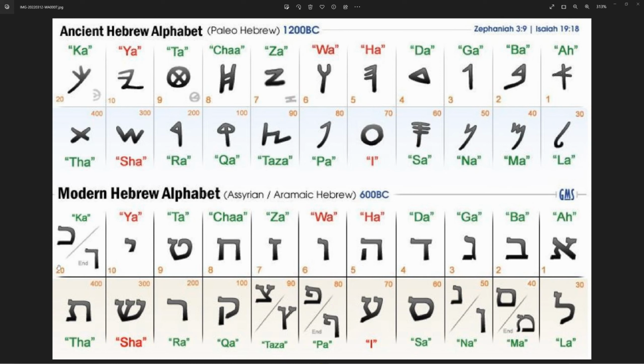Right here for this one, it says 20. These are numbers equivalent, because they didn't have numbers. Numbers actually come from East India, I believe, like 2010987765. Those are Indian. Before, they used letters to write numbers. That's why you see a tha equivalent to 400 and sha equivalent to 300.